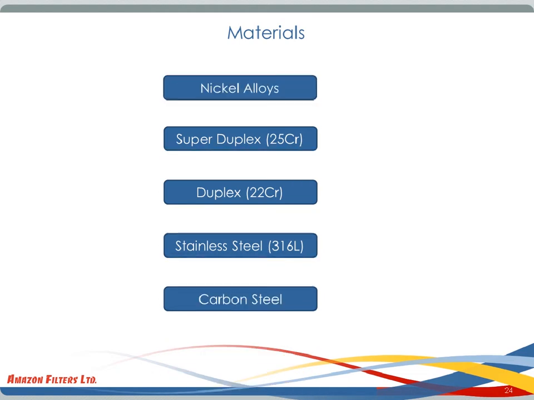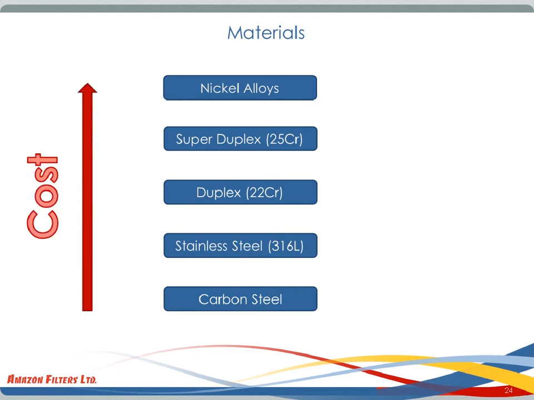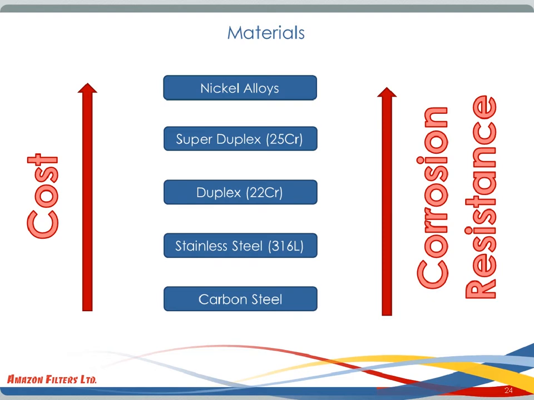At the very top, we have the nickel alloys, which are used where we have very severe potential corrosion issues, where we have high temperature produced water from the well with high levels of chloride and souring present. These materials increase in cost, but also in corrosion resistance. There are ways we can get around this by adding in a corrosion allowance to a less corrosion resistant material, or we can use a lining in our vessel.